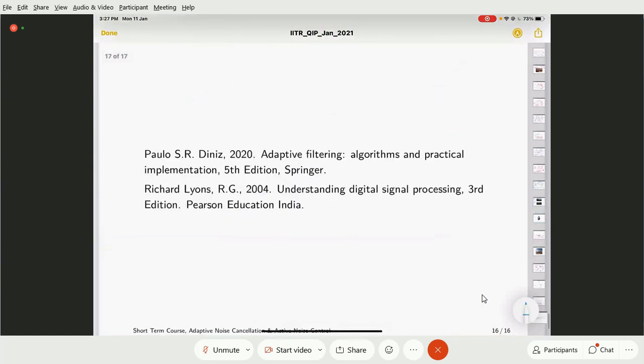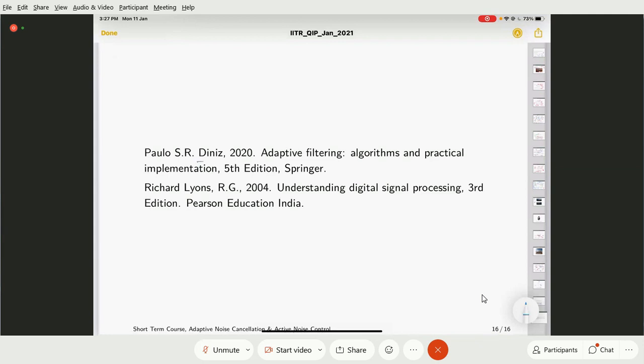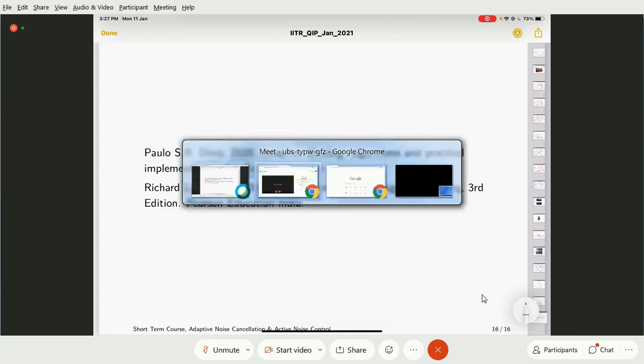Okay, so these are some of the references. This is a good book to look at: Adaptive Filtering by Dennis. There is a 2020 book, 5th edition, and this is a good book for normal DSP, just for the sake of understanding.